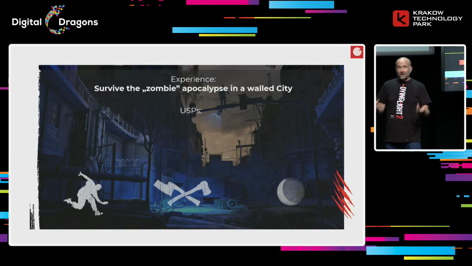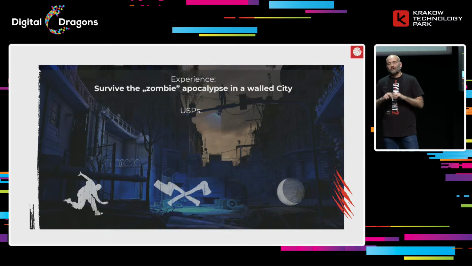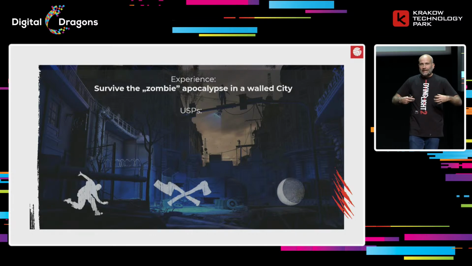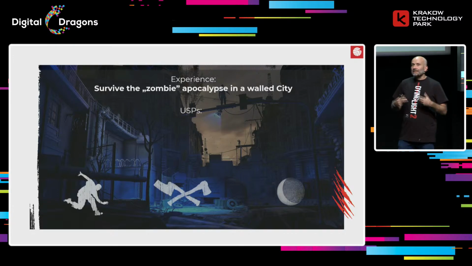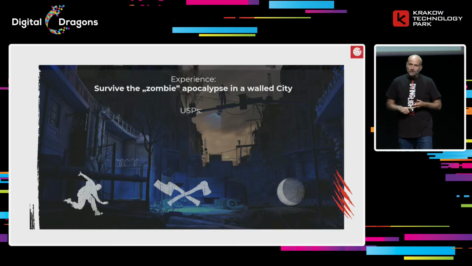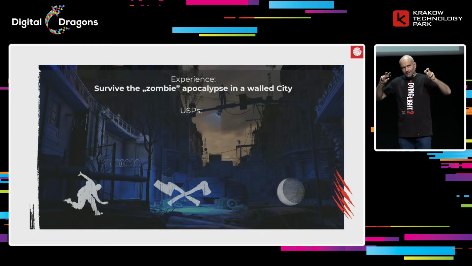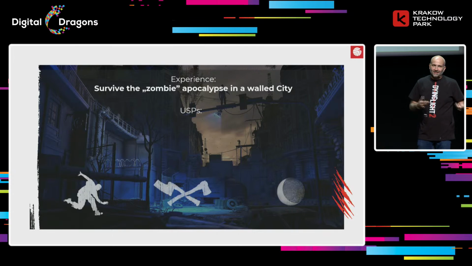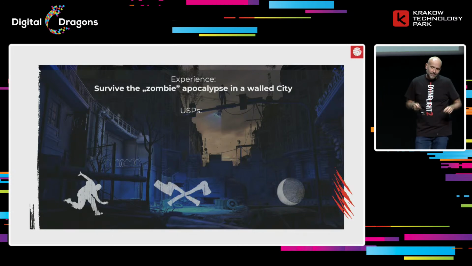So usually when we were making games at Techland, we started with two things. The first one was defining the experience. What is the thing that player will live through? What is the thing that player will experience when he plays our game? And for Dying Light, it's basically survive the zombie apocalypse in the walled city. I'm using the word zombie in quote unquote because those are infected monsters in our game.